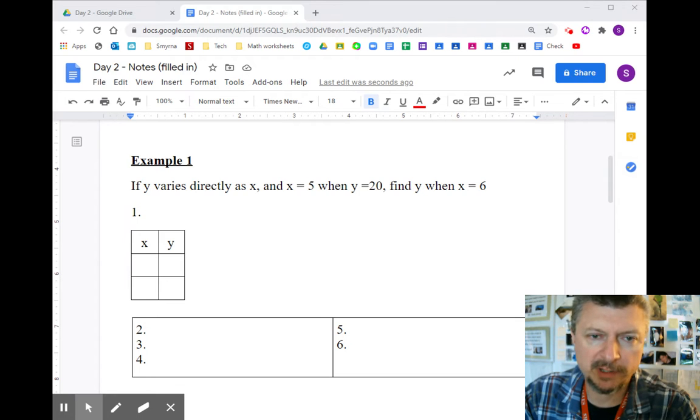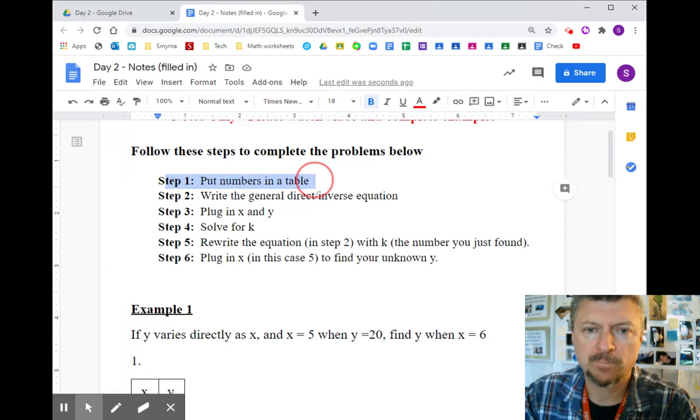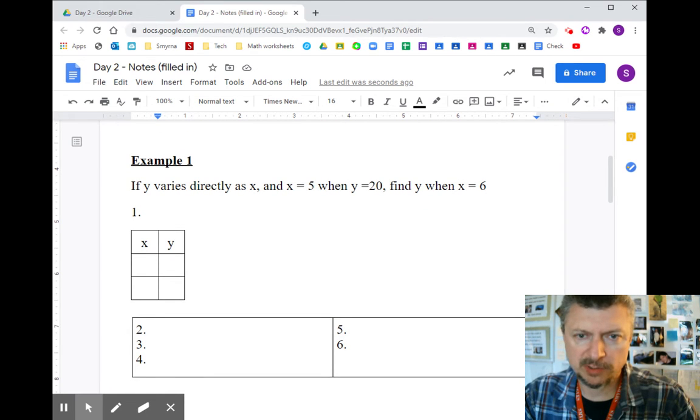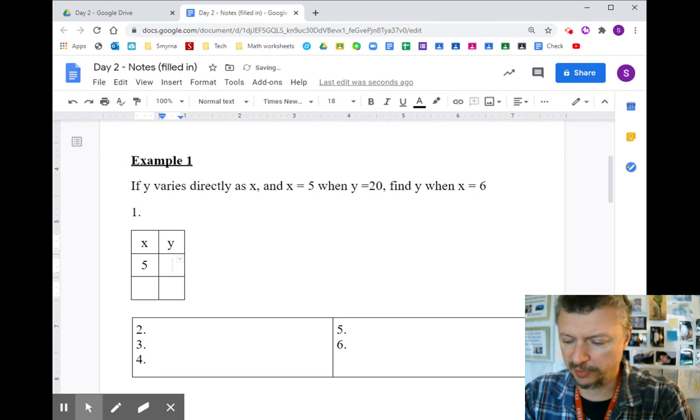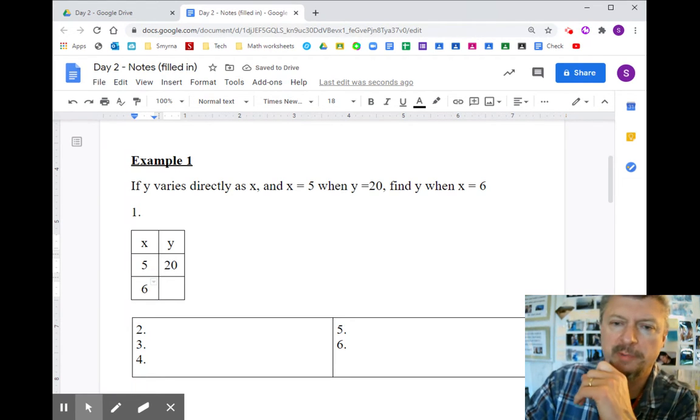It says if y varies directly as x and x is 5 when y is 20, find y when x is 6. So, first thing you're going to do is put the numbers in a table. Step 1, right here. Here's a table I made for you. So we have a 5 and a 20 for x, 5, 20. And then find y when x is 6. So x is 6, we don't know what y is. Okay, that's step 1. We did that.